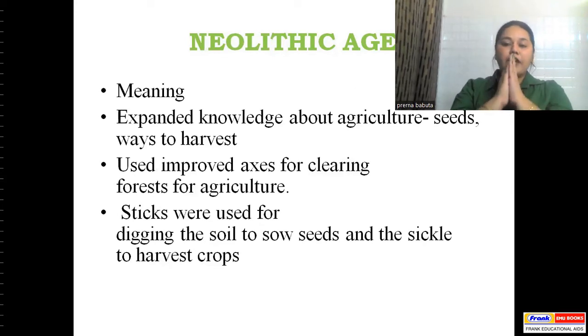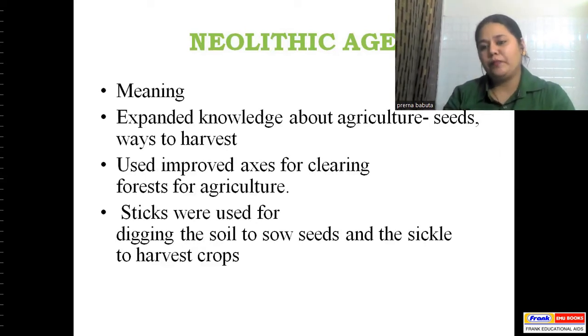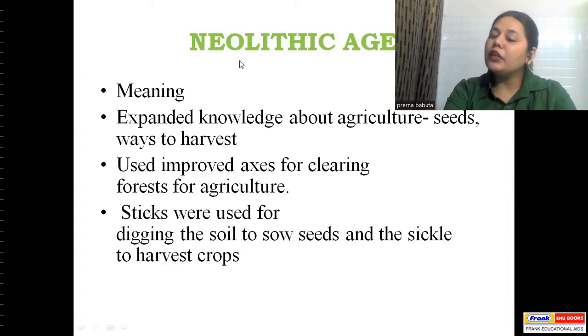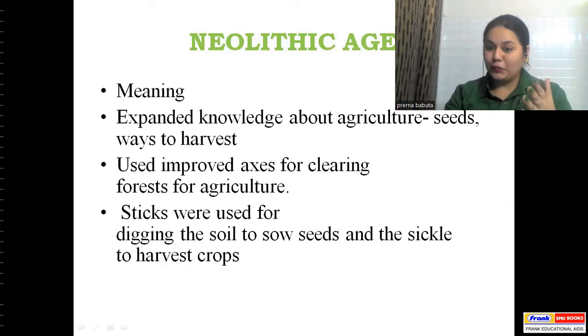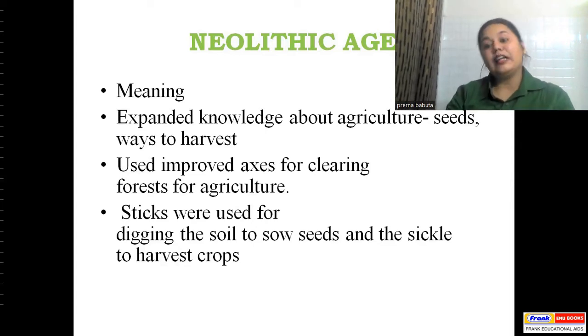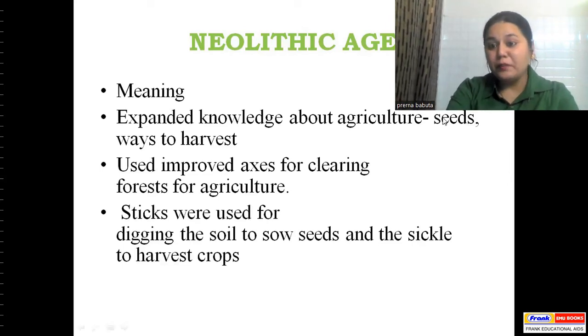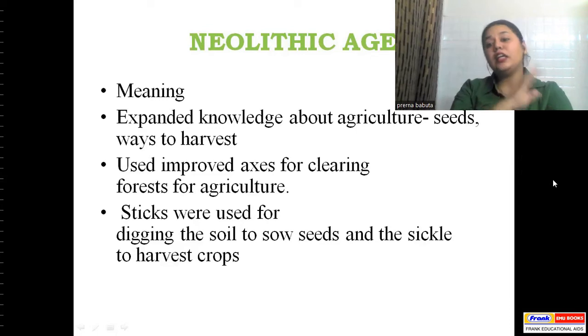After the end of the Mesolithic age came the third age. What was this? This was known as the Neolithic age. Neo meaning new, and lithic, again, stone. So the new stone age is also called the Neolithic age, correct? Now, as we studied the Mesolithic age, what was the major difference between the Mesolithic age and the Paleolithic age? That was the occupation of the man.